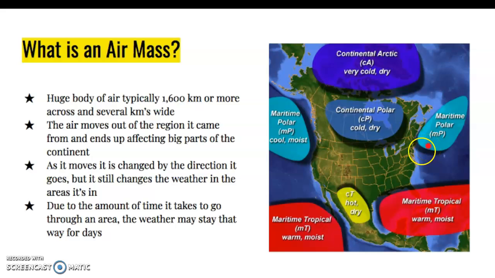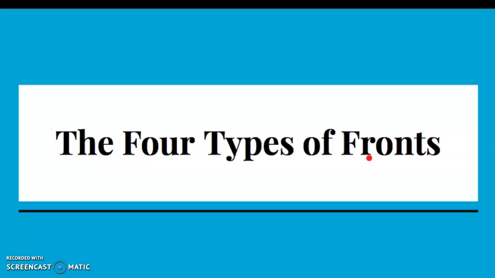So in Oklahoma, we get a lot of tornadoes, and this is because we are right in the area where this continental polar and continental Arctic comes down and meets this maritime tropic. And these air masses intertangle and a front moves in, and that is how we get the tornadoes.